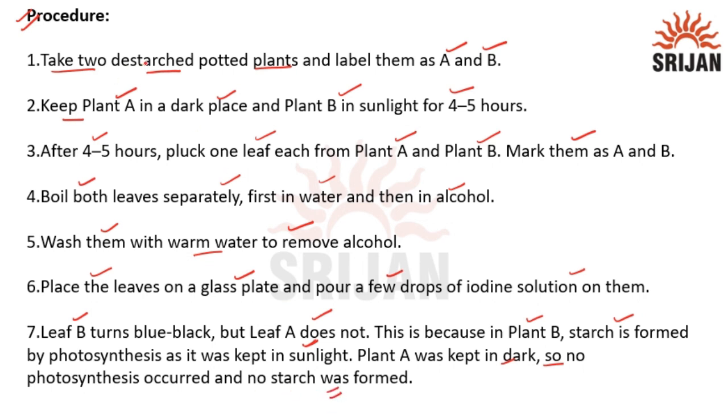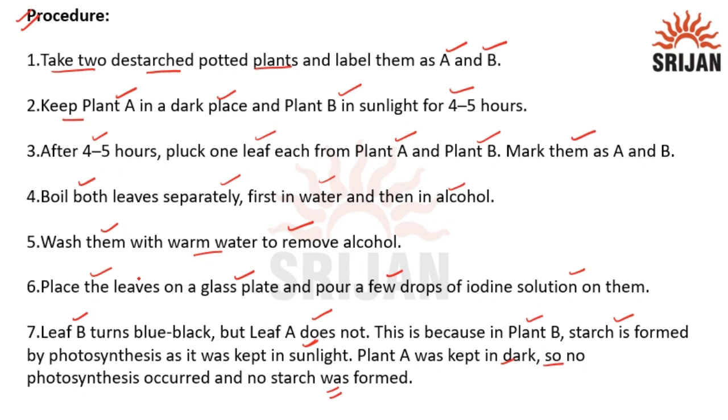So the procedure is, in the first step, we take 2 destarched potted plants and label them as A and B. Plant A is kept in a dark place while plant B is in sunlight for about 4 to 5 hours. Then pluck one leaf from each plant and mark them A and B. Boil both leaves separately, first in water, then in alcohol. Then wash these leaves with warm water to remove alcohol.